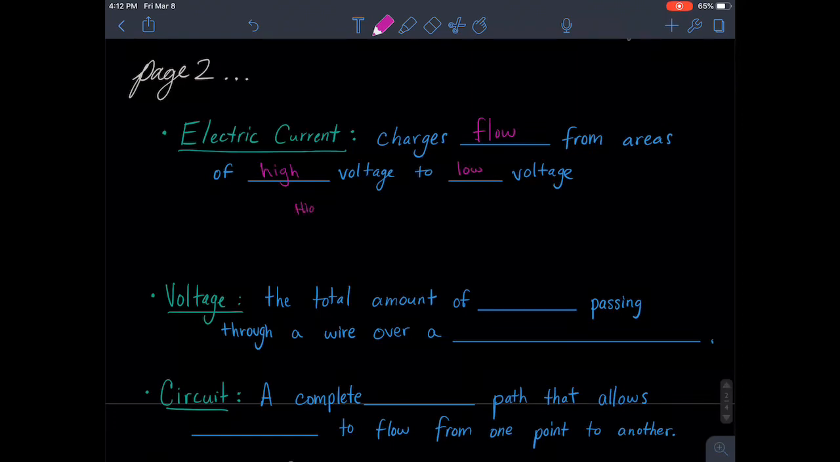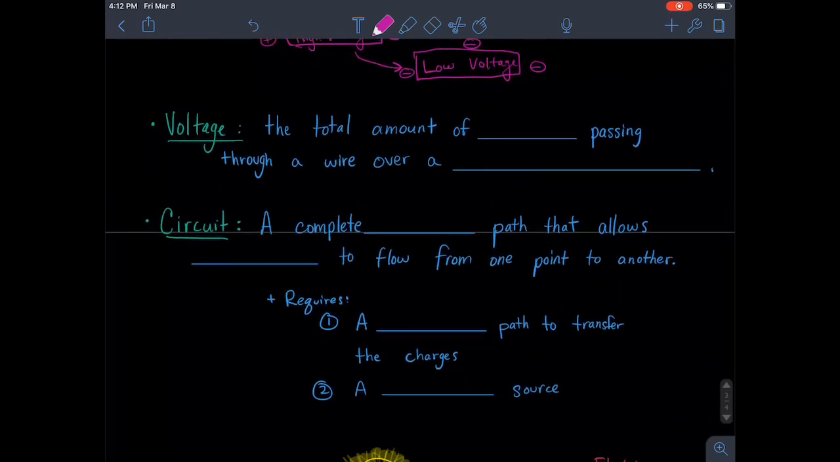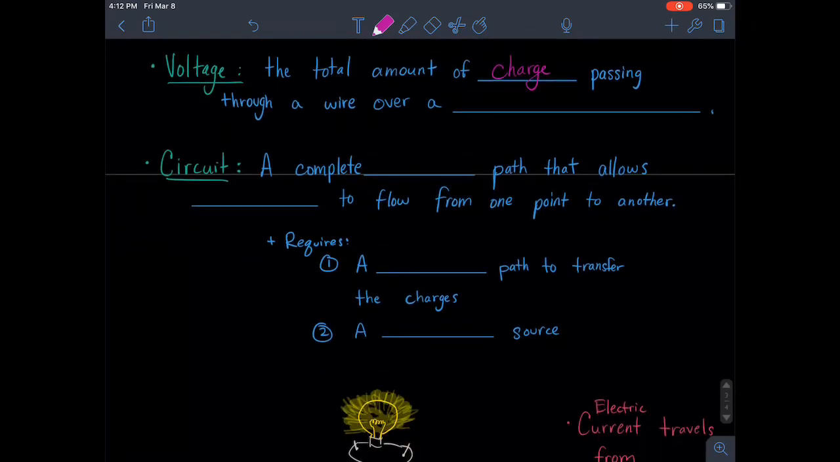So you can think of this as high voltage is going to be up higher here, and this is when we have all those positive charges. And it's going to flow toward the low voltage area. And low voltage means that there is more electrons. So it goes from high to low. Okay. Well, like I just said, voltage is the total amount of charge. So if something's high voltage and there's a lot of charge moving through it, it's the total amount of charge passing through a wire over a period of time.